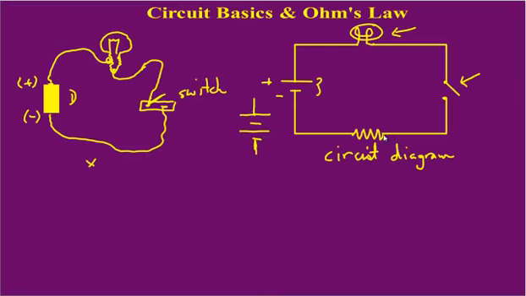One of the first skills in this unit that you should be able to do is to draw a circuit diagram from an actual drawing of a circuit like I've done here, or vice versa. If I give you a circuit diagram, you can make an actual drawing or actually build that circuit. So the first thing you need to be able to do is to recognize the symbols for a battery, for a switch, for a resistor, for a light bulb, so that you can draw a circuit diagram appropriately.